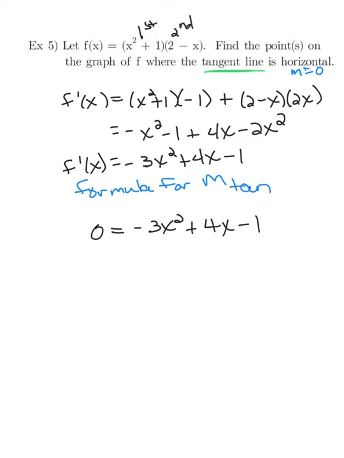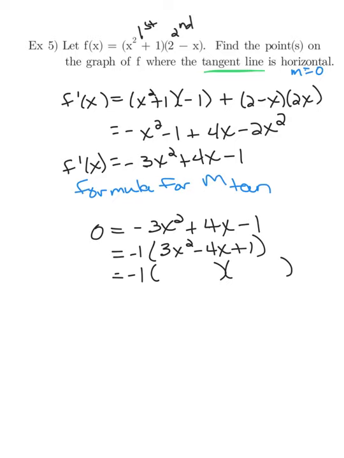How do we solve a problem like this? Well, we're going to try to factor it, but the first thing is that it's a negative 3x squared. So I'm going to factor out the negative, or negative 1. That will give me 3x squared minus 4x plus 1. Now, keep this negative 1. We're going to factor the 3x squared minus 4x plus 1.